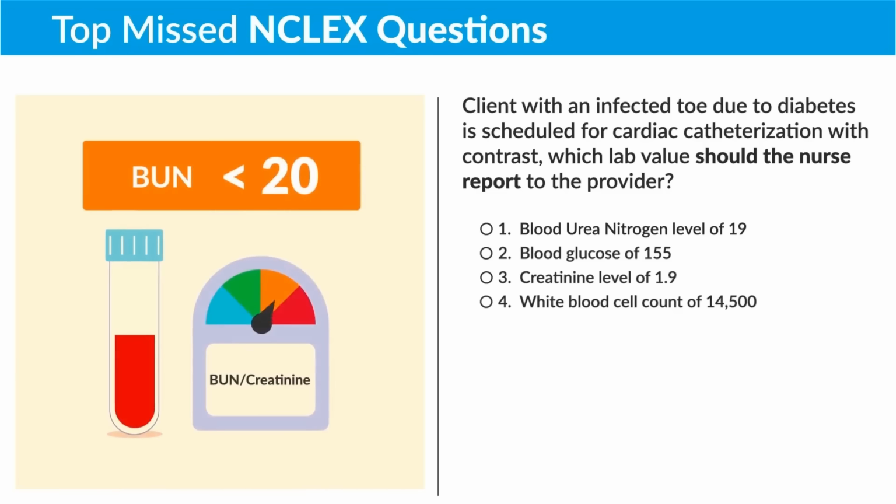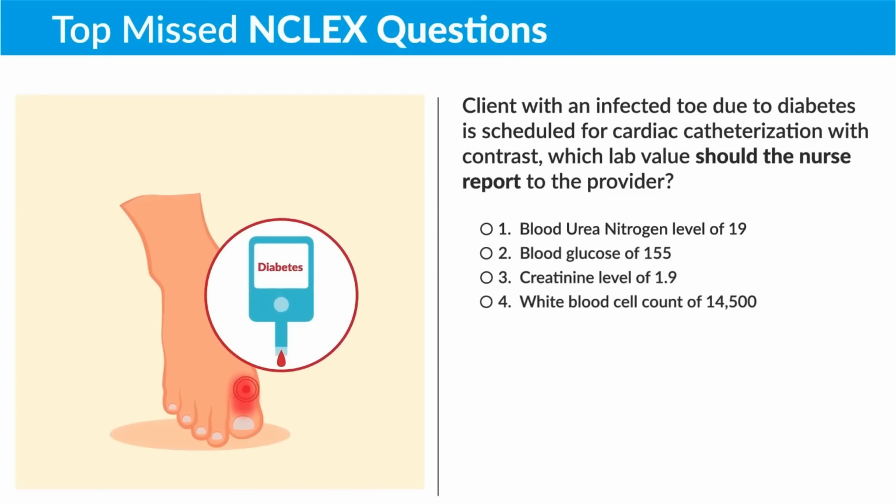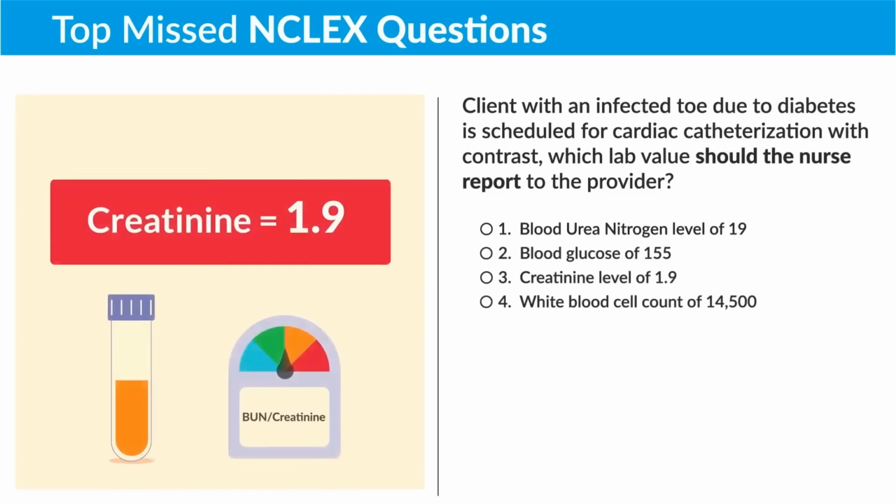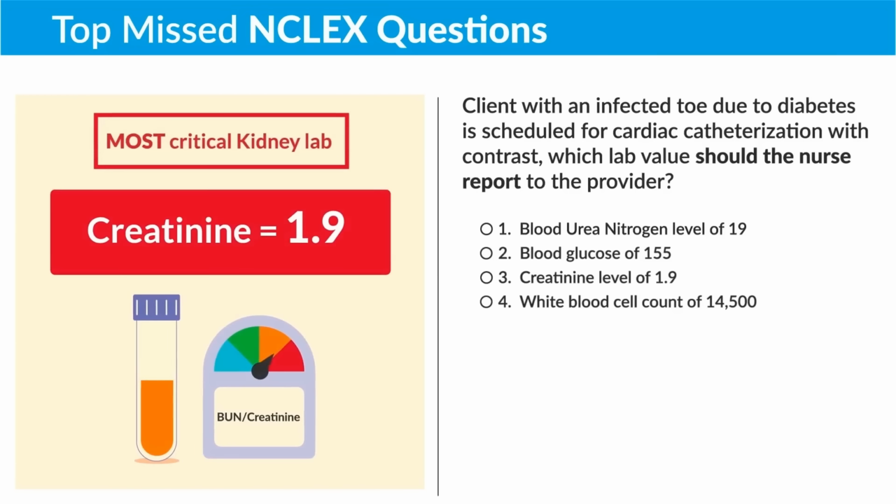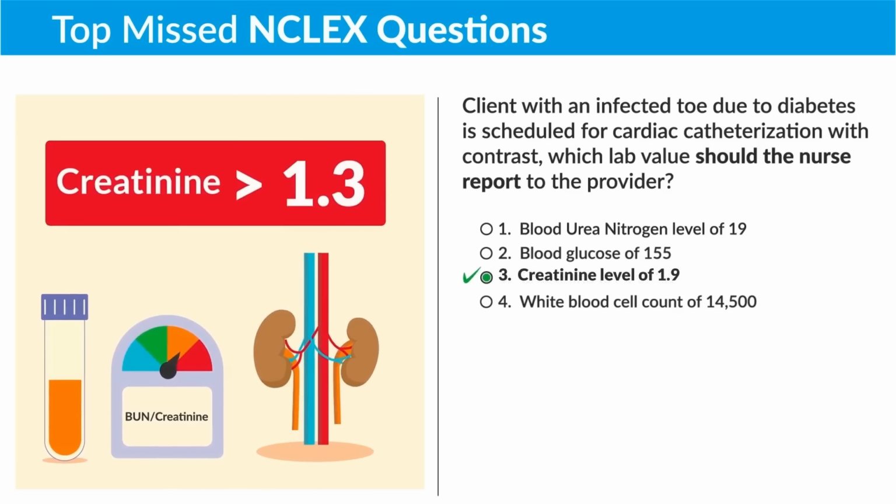So option 1, blood urea nitrogen level of 19, that is borderline. So no, technically it's less than 20, so we're okay. Option 2, a blood glucose of 155. This one's close, it's a little elevated, but it's typical for diabetic clients. Now option 3 is the one to know, creatinine level of 1.9. Yes, that's way over. Remember, creatinine is the critical kidney lab. So creatinine over 1.3 means bad kidney. And contrast kills the kidneys, which we cover in our cardiac lectures.